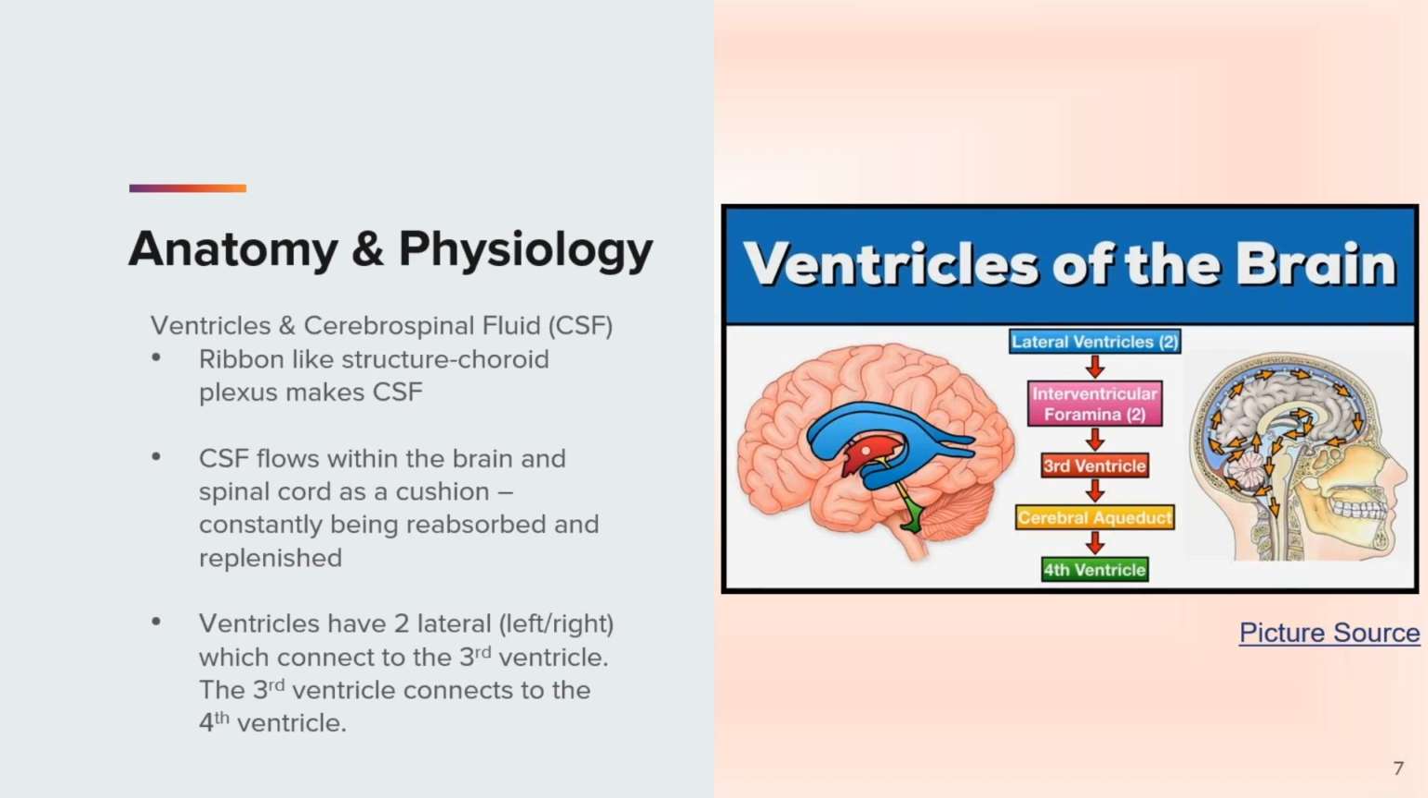There are 4 ventricles within the brain, the lateral, which are 1 and 2. They connect to the 3rd ventricle. The 3rd ventricle connects to the 4th ventricle. From the 4th ventricle, the fluid drains into 2 places, the central spinal canal, which bathes the spinal cord, and the subarachnoid cisterns, which bathe the brain, between the arachnoid matter and the pia matter. So here is a diagram. The cerebrospinal fluid is being reabsorbed back into the circulation.